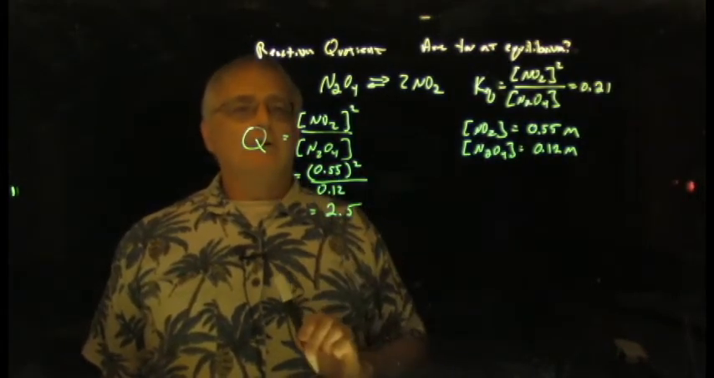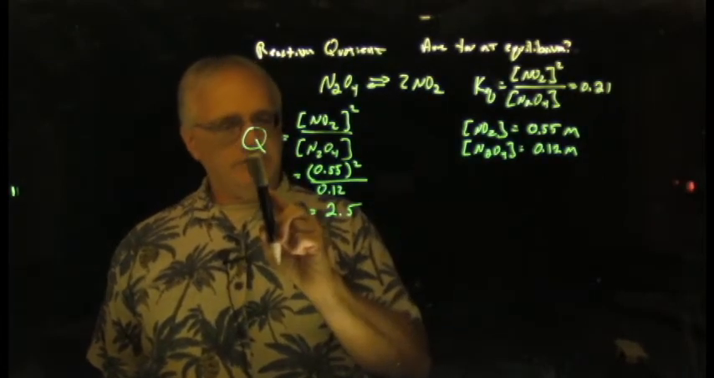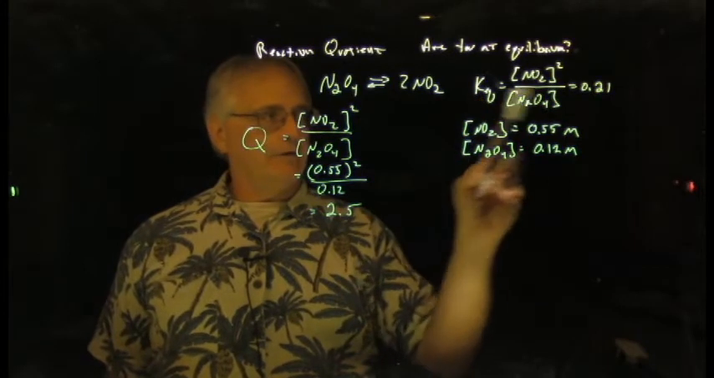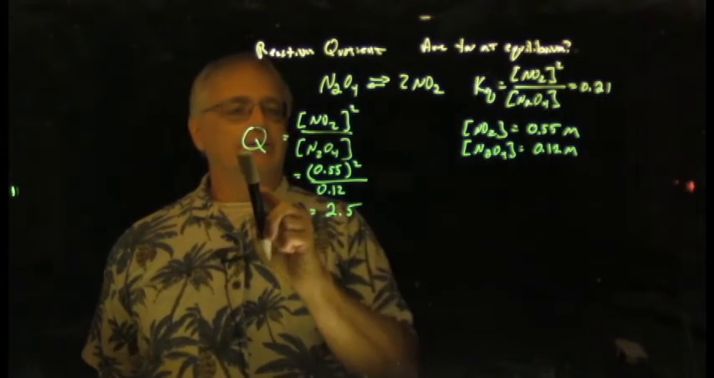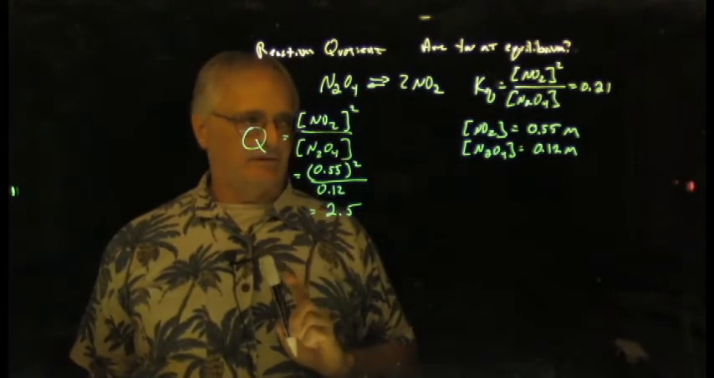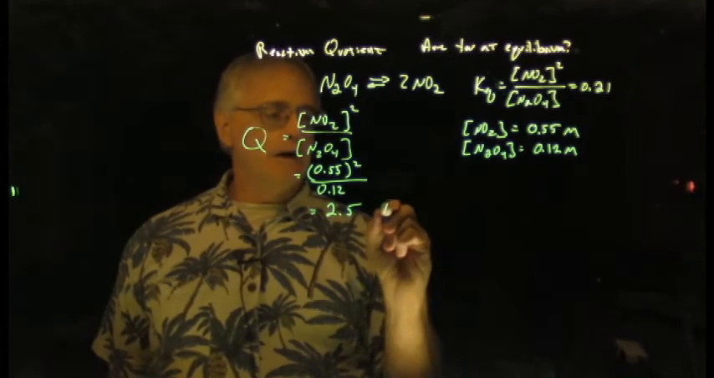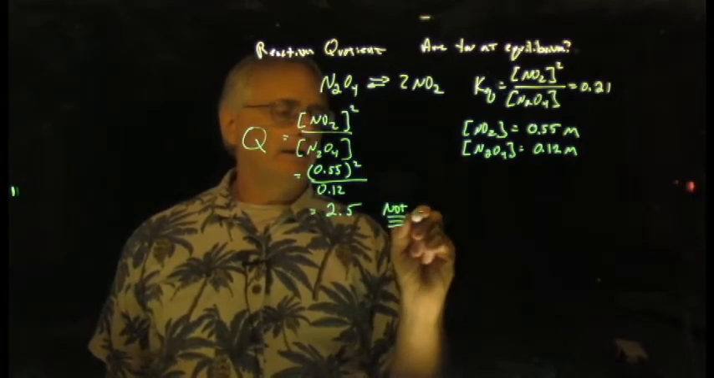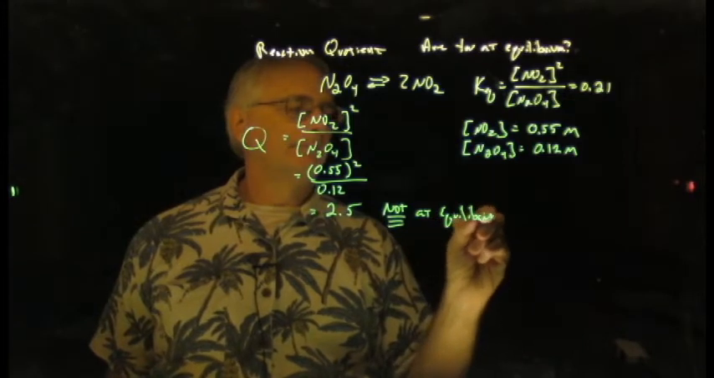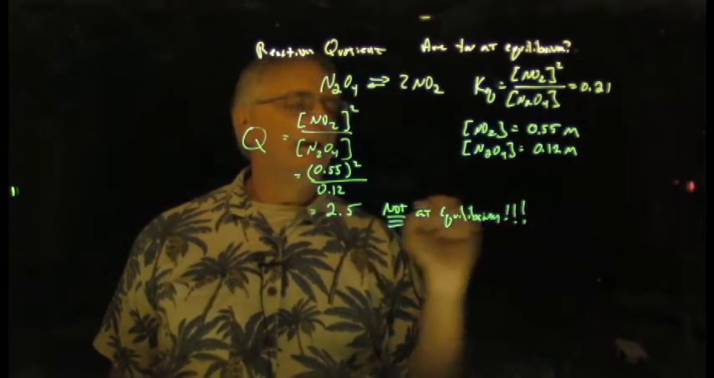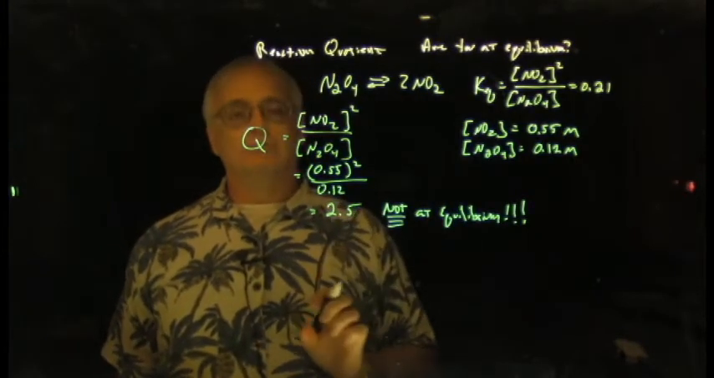Are you at equilibrium? Yes, only if the reaction quotient and the equilibrium constant produce that value, 0.21. If the reaction quotient produces anything else, you are not at equilibrium, and we are not at equilibrium. So we've answered the first question: are you at equilibrium? No, we're not.